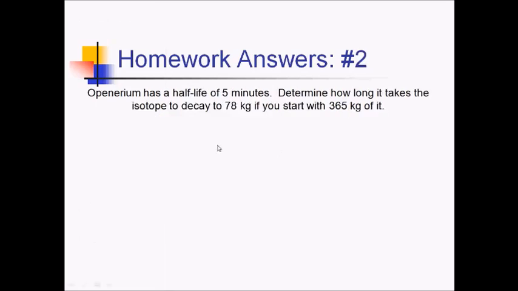For this problem, the made-up element openarium has a half-life of 5 minutes. How long will it take this isotope to decay to 78 kilograms if we start with 365 kilograms of it? So we're going to use the half-life formula, f of t equals a b to the t over k. Our target amount, f of t, is going to be this 78 that we want our openarium to decay to. A is going to be our starting amount of 365. Since this is half-life, our b value is going to be 1/2 or 0.5. T we're trying to solve for, and k is our half-life of 5 minutes.